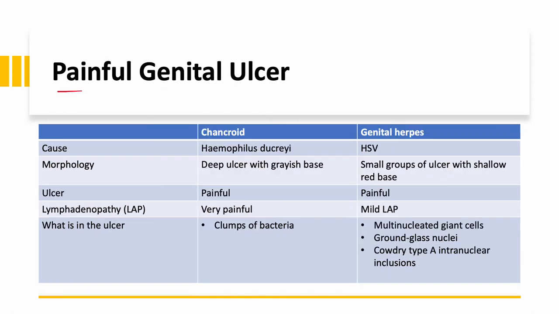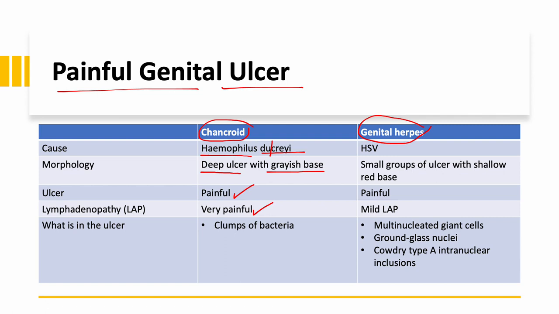In contrast, for painful genital ulcer disease, we have only 2 conditions, chancroid and genital herpes. Chancroid caused by Haemophilus ducreyi. The morphology of chancroid is deep ulcer with grayish base. The ulcer is painful, and the chancroid associated with very painful lymphadenopathy. So from the name ducreyi, the patient will cry from the painful ulcer and painful lymphadenopathy.